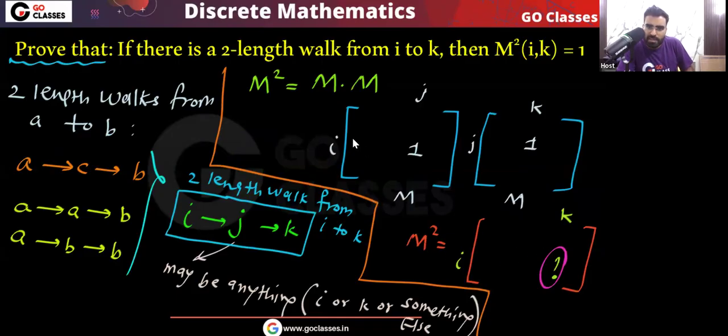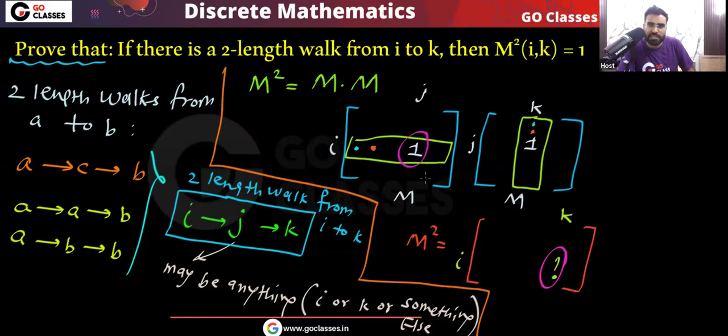This ik entry means this row will multiply with this column: the ith row will multiply with the kth column. Agree? The ith row multiplying with the kth column. Now notice this first element will multiply with this first element, this second element with this second element. So you tell me, what element is this? This is the jth element, yes or no? This is the first element, second element, third element, and so on. This is basically the jth element. Can I say this is ij? Yes or no? This is ij.